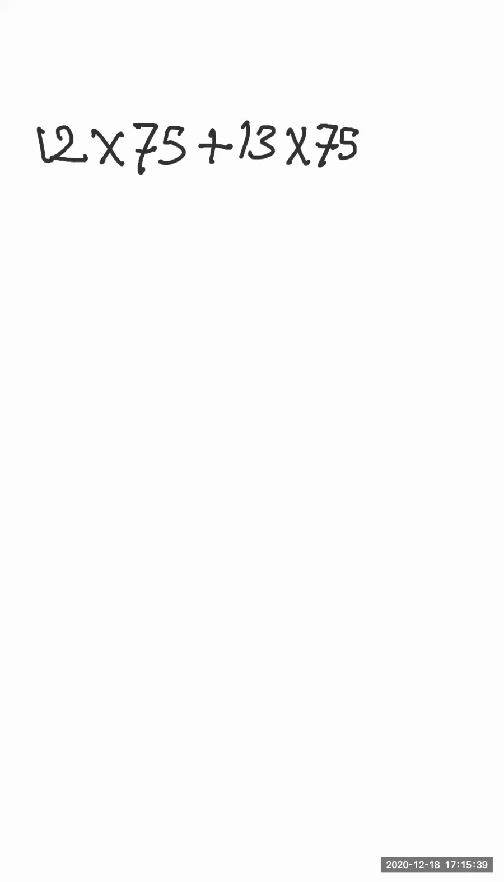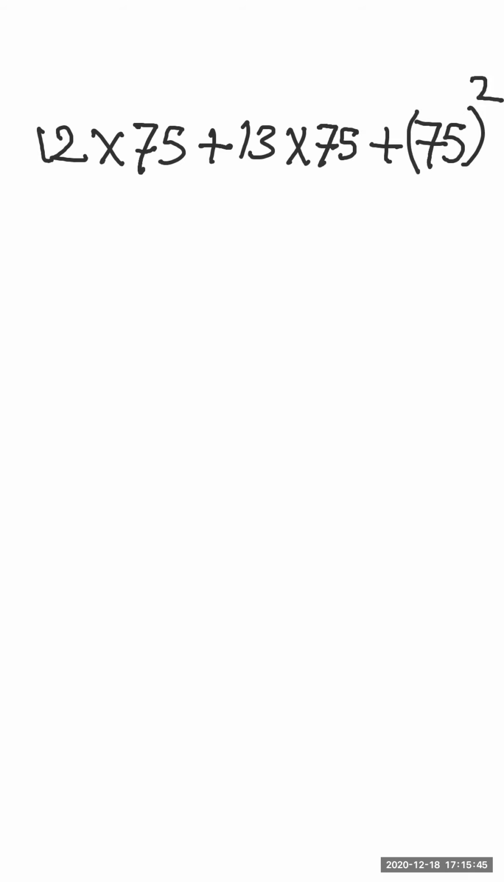The next question, the same title of the question all the time, guys. Use factorization by identifying the highest common factor to find the result of each of the following. So the question is like this: 12 times 75 plus 13 times 75 plus 75 squared.